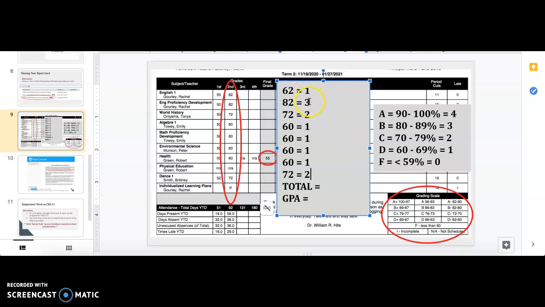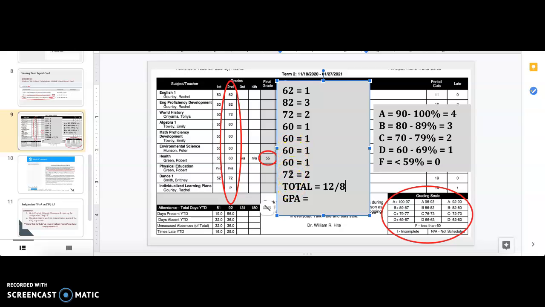Okay, so now we're going to add all these numbers up. So I have 1 plus 3 is 4, plus 2 is 6, 7, 8, 9, 10, plus 2 is 12. Okay, and now we are going to divide that by 8. You're going to divide that by 8 because there are 8 classes: 1, 2, 3, 4, 5, 6, 7, 8.